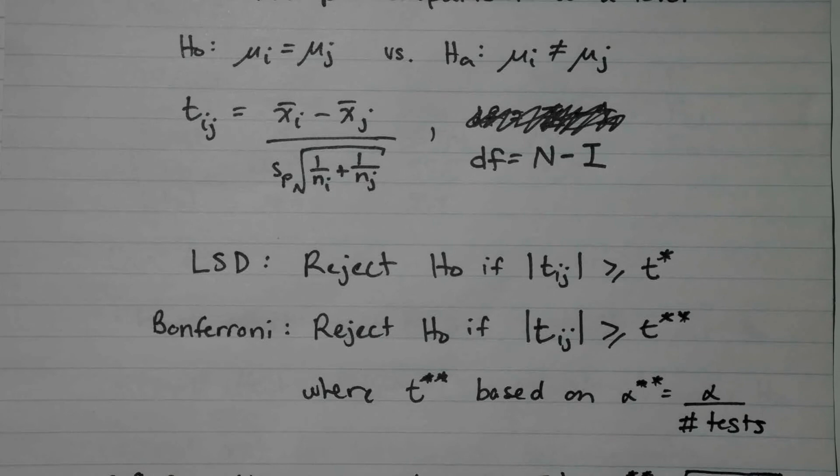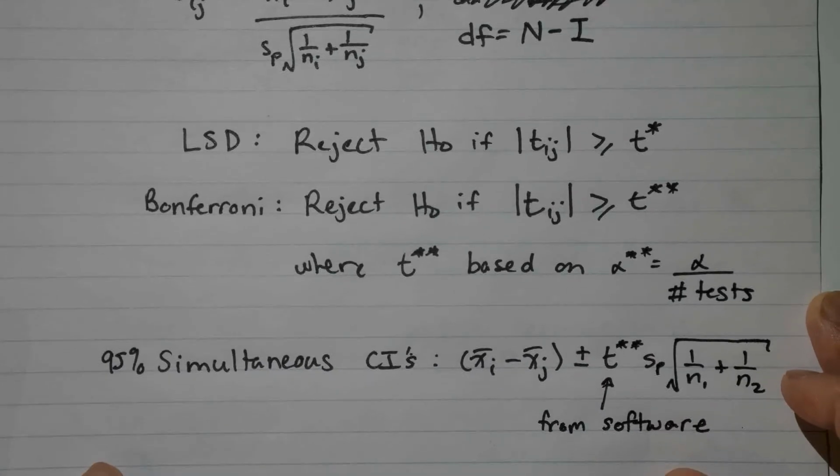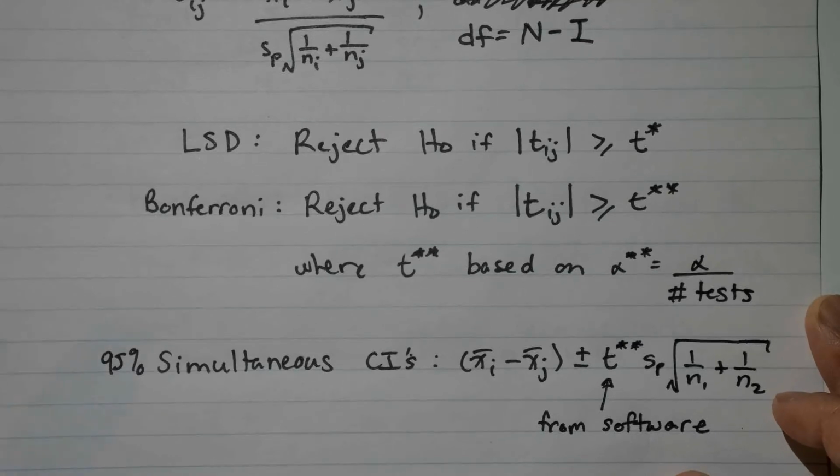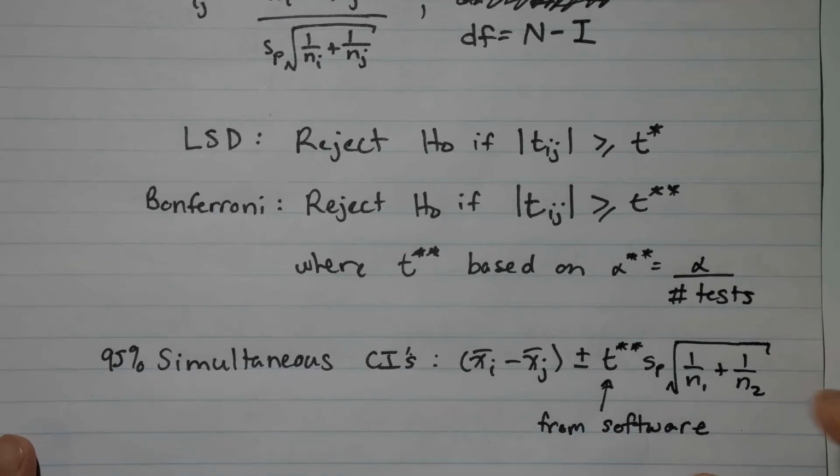There are actually many different multiple comparison approaches, but the Bonferroni one is an easy one to understand as well, and easy to calculate.